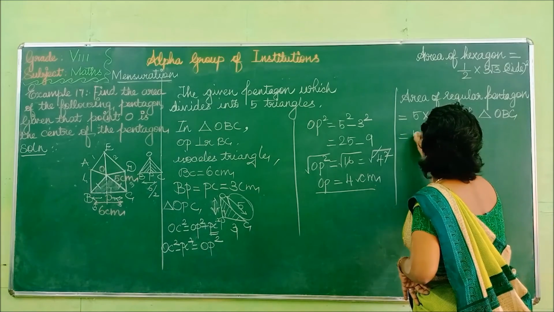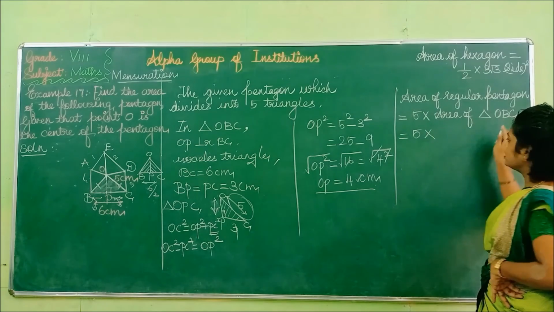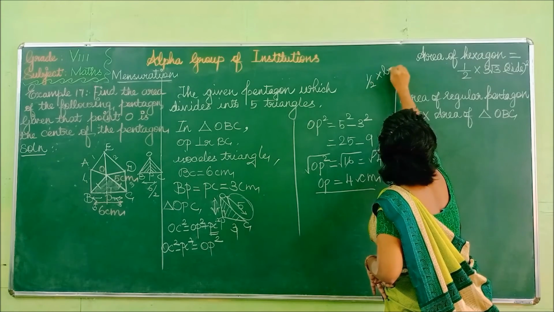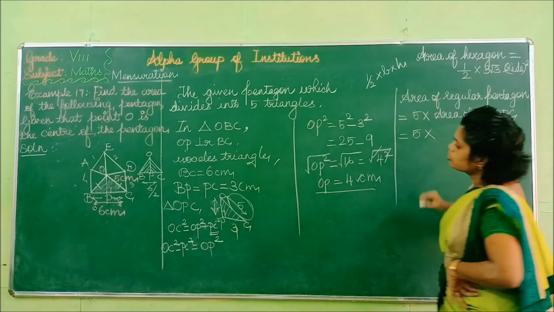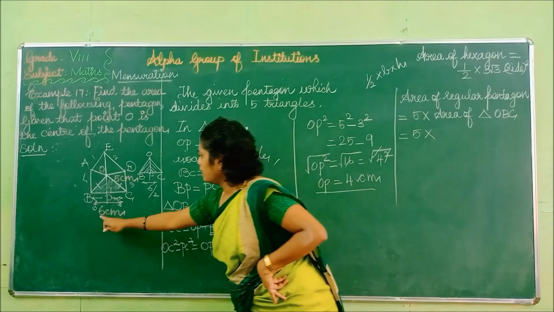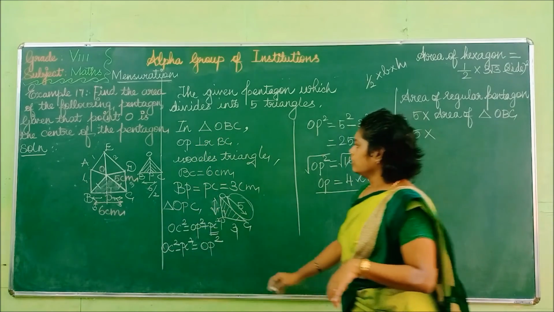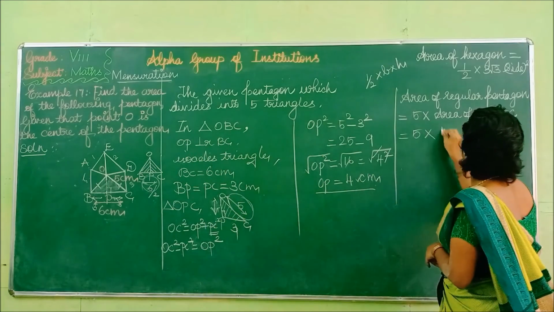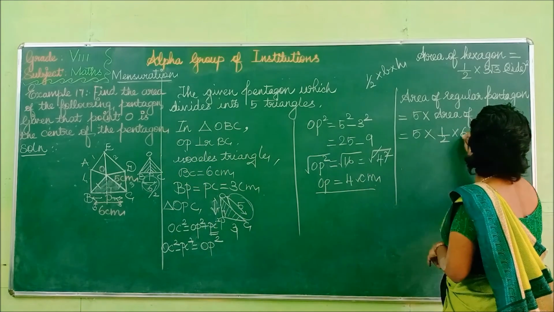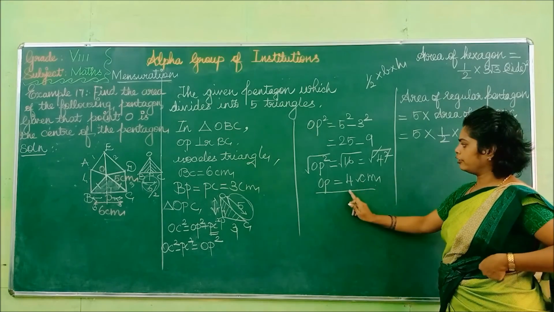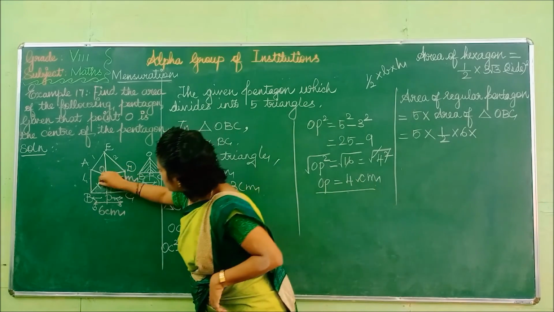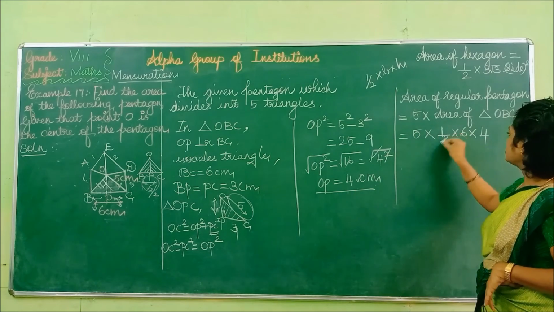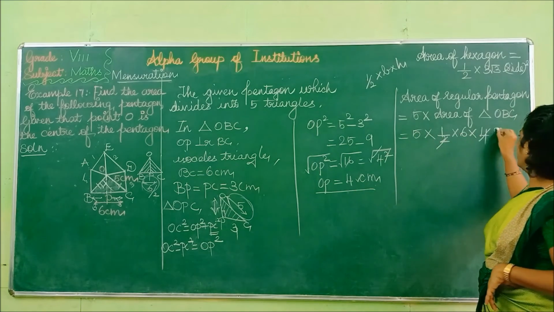Now write 5 into. So what is the formula for the area of a triangle? The triangle formula is half base into height. So what is the base given in the question? The base is 6 centimeter. For this triangle, the base is 6 centimeter. So you can write 1 by 2, base value is 6, into height. Now we find the height value. OP is equal to 4 centimeter. So write the value 4. Cancelling these two values, you get the result 2.